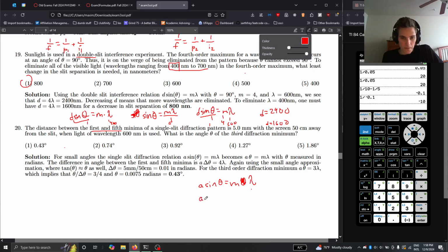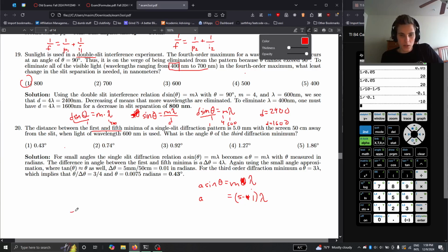we don't know a. I'll get back to sine of theta. m is the distance between the first and fifth, so effectively that's 4 minima. We can take the distance of the fifth and then subtract the distance for the first, and this will just end up being 4. It's constant. So we have the first minima and then the fifth minima all the way over here. We just want that distance, which is the same as just taking 4 minima over.